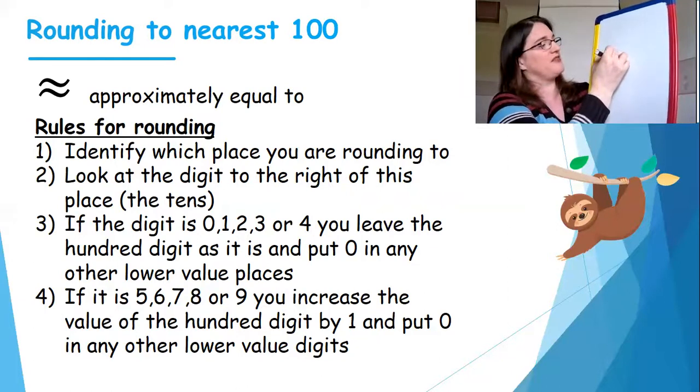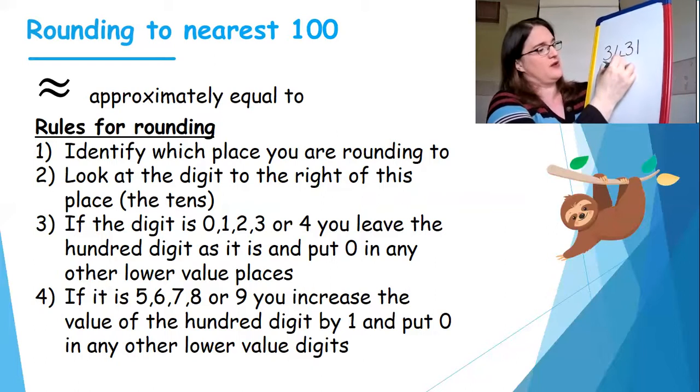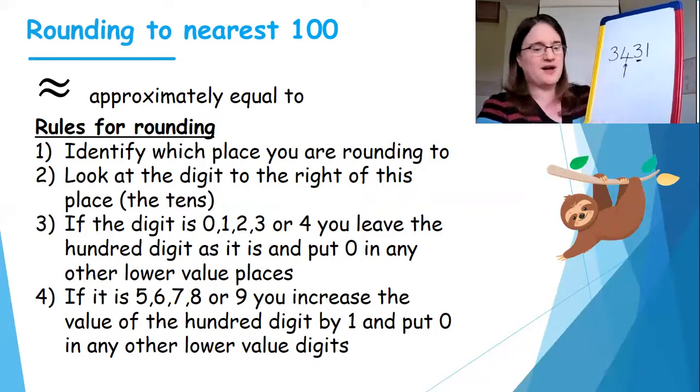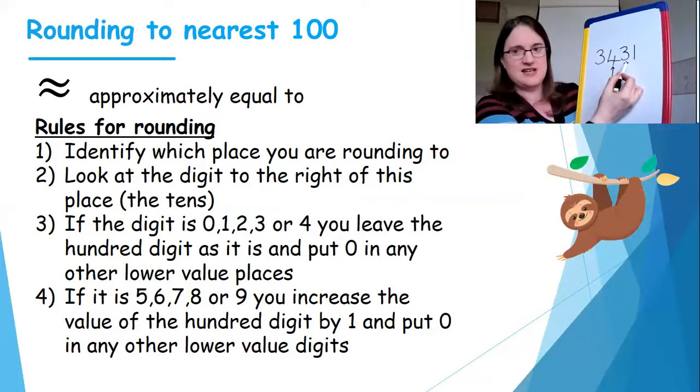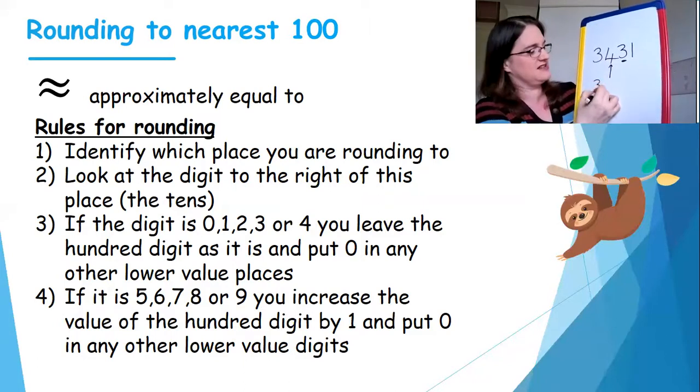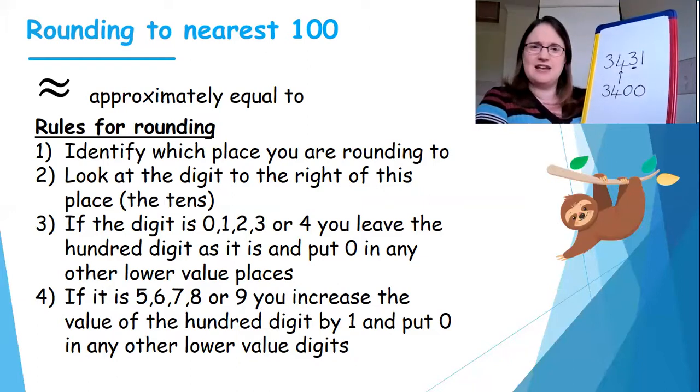So if we had the number 3,431, we're thinking about this number here and we're using this number here to help us. And we're saying, is this number staying the same or is it going up? And we've got a 3 here, so that tells us it's going to stay the same. It's going to stay as 3,400.